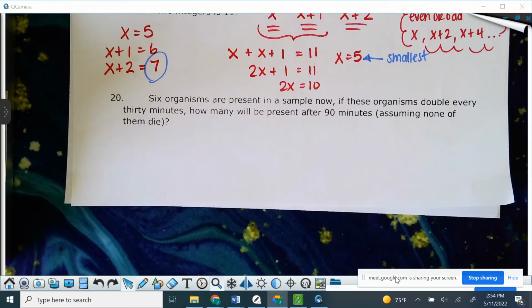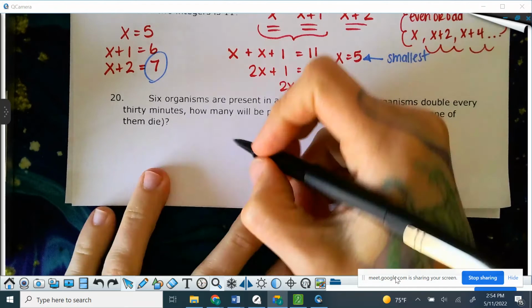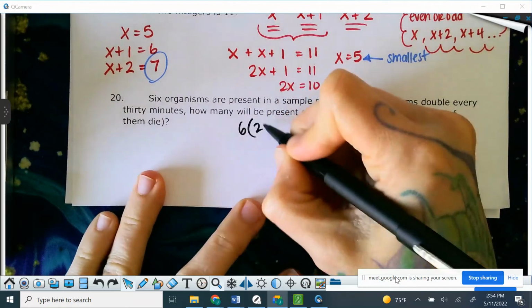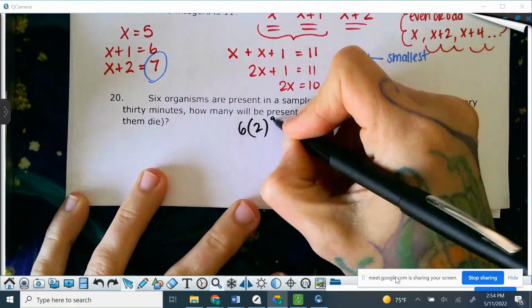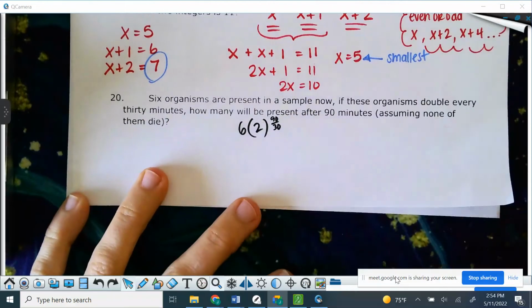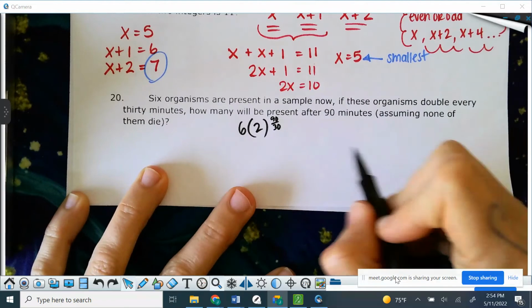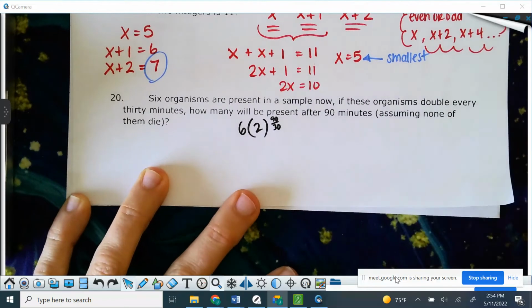All right, I got a couple good answers in the box. Let's see what we're doing. So again, you can do this a lot of different ways. The mathematical, like exponential growth, would be start with your 6. It's going to double every 30 minutes. So it'd be 90 divided by 30, because that means it happened 3 times, right? So 6 doubling 3 times, because each 30 minutes, 90 divided by 30 would be 3.